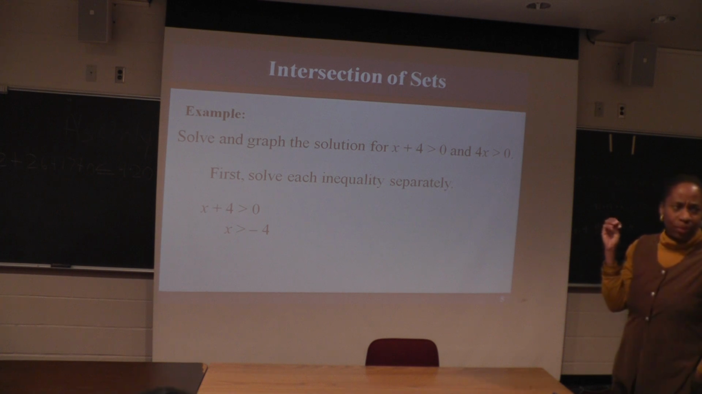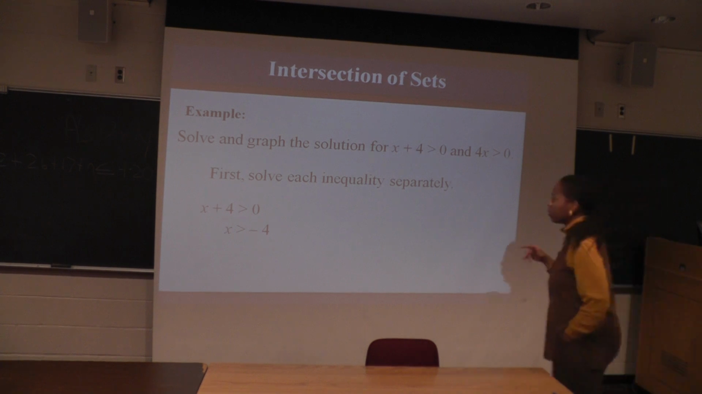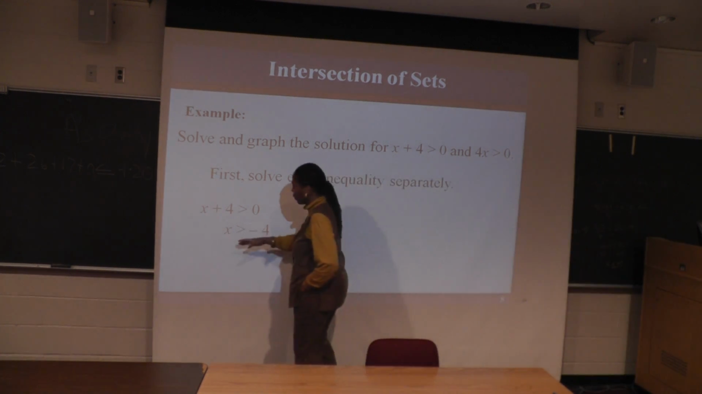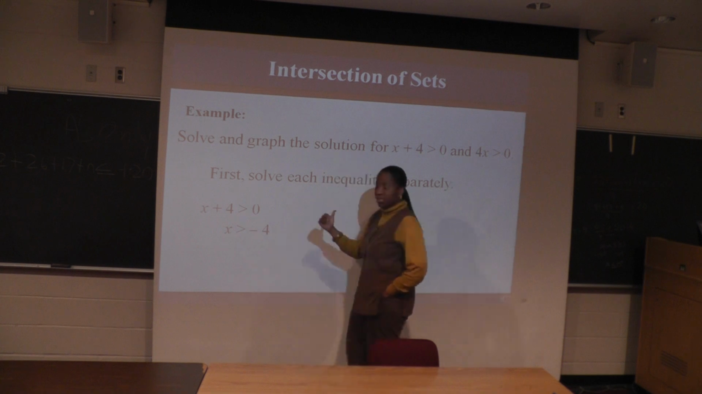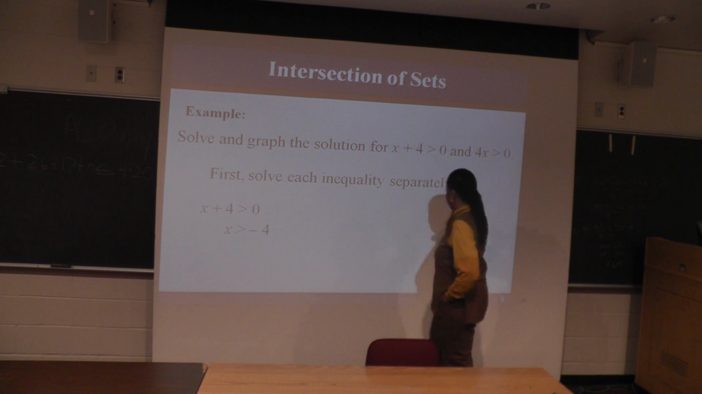Why is it open? Because it's not equal to. All right, so you're going to have an open circle, and what's the open circle going to be at? At -4, and it's going to go in this direction.